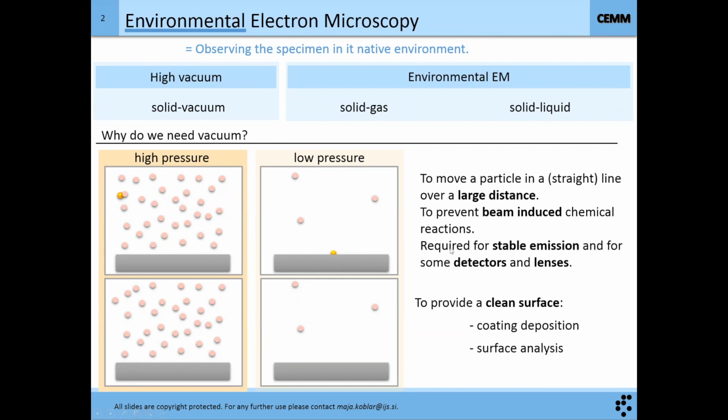The low pressure is also needed for stable emission because you put 20 keV in the SEM and 200 keV in the TEM, so you can have arcing. It's also needed, as we will see later, for some detectors and lenses. We also want high vacuum because we want to provide a clean surface for coating deposition and surface analysis.